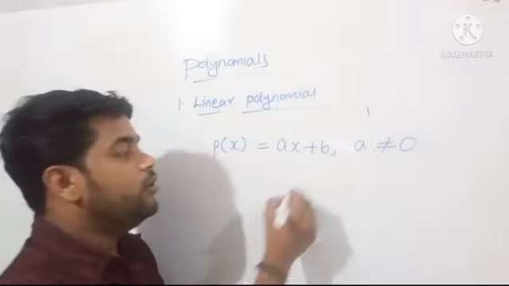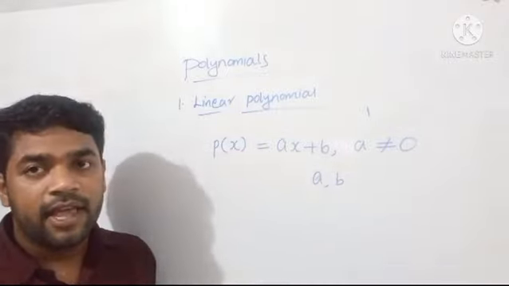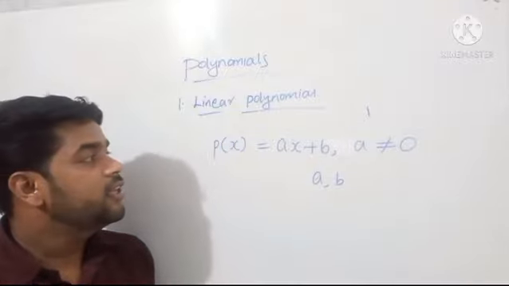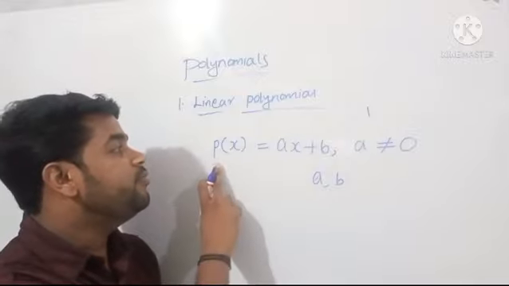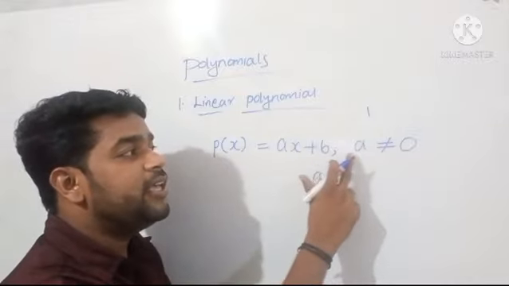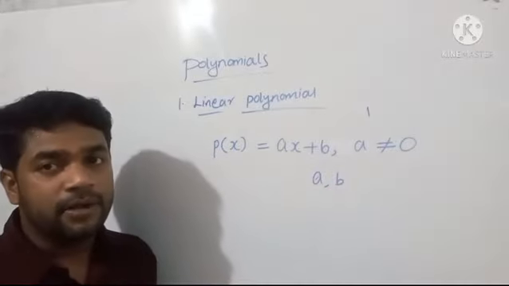A not equal to 0, then a and b are any real numbers. So this is the standard form of a linear polynomial. A polynomial is of the form p of x equal to ax plus b, a not equal to 0, where a and b are real numbers.